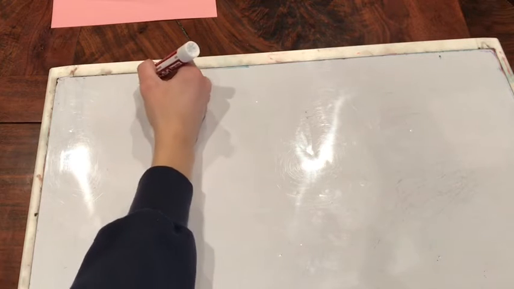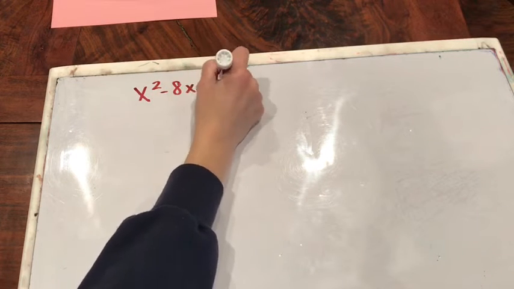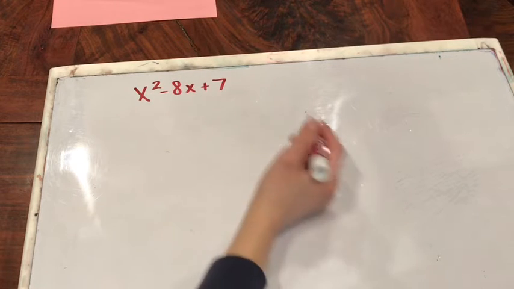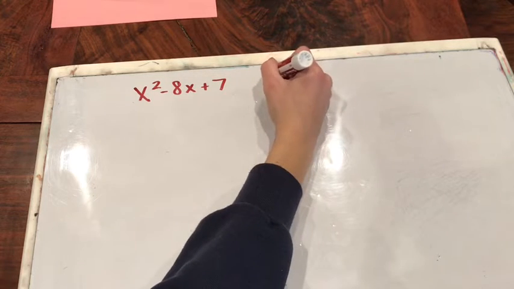Oh, I skipped an example on our notes. Let's do this one on paper. So still no coefficient, that's nice. So I'm gonna look at this 7, factors of 7.